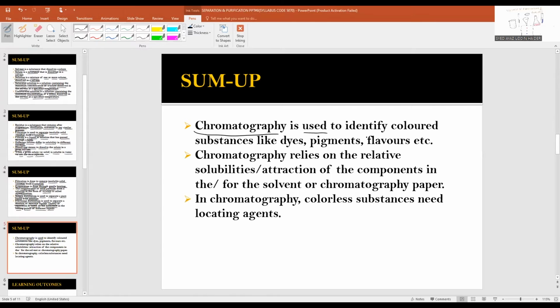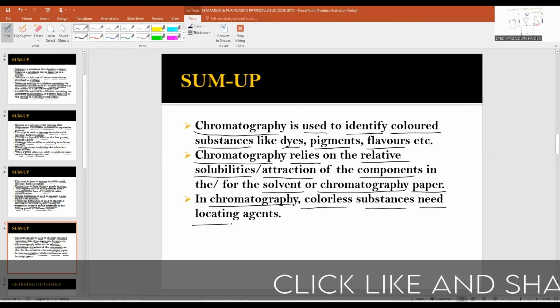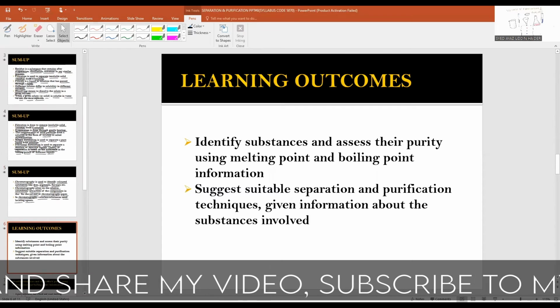Chromatography is used to identify colored substances like dyes, pigments, flavors, etc. Chromatography relies on the relative solubilities and attraction of the components for the solvent or the chromatography paper. In chromatography, colorless substances need locating agents.